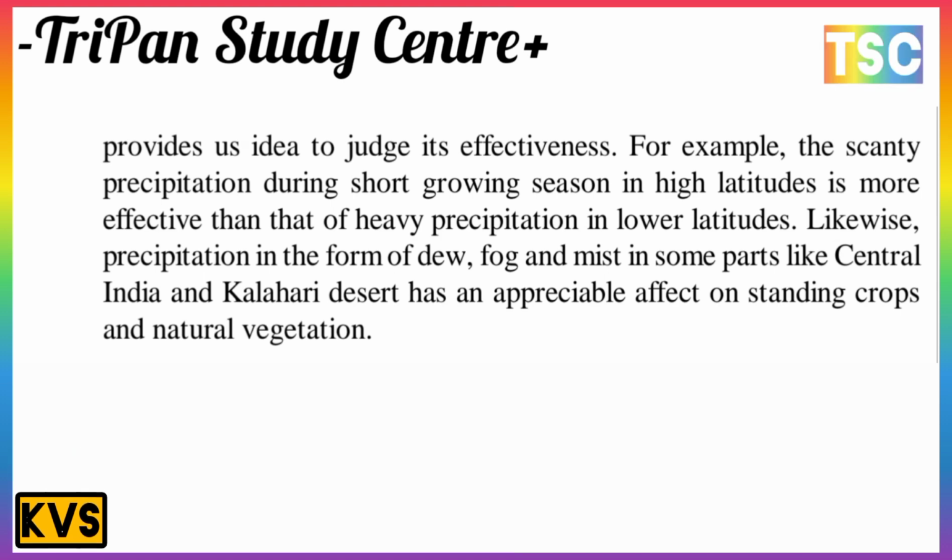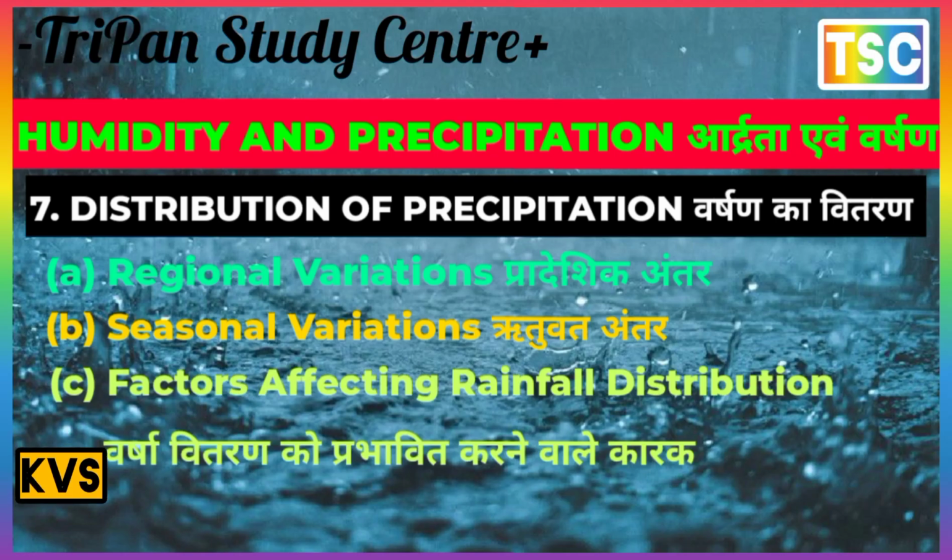provides an idea of its effectiveness. For example, scanty precipitation during the short growing season at high altitude is more effective than heavy precipitation at lower altitude. Even a little precipitation in the form of dew, fog and mist in some parts like central India and the Kalahari desert has a appreciable effect on the standing crop and natural vegetation. That is important here.